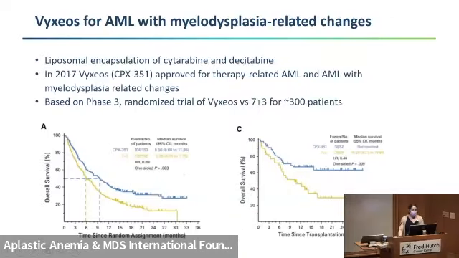Then to chat briefly about Vyxeos. So Vyxeos is approved for AML also with myelodysplasia related changes. It is a liposomal encapsulation of that 7+3 that I talked about, which is the standard of therapy for AML. And that means it's encased basically in fat. And so when those drugs are incorporated into the bone marrow, they actually stay there for longer and expose the blast to the chemotherapy for longer. It was approved in 2017 based on this phase 3 trial where patients were randomized to Vyxeos versus 7+3, and the overall survival was better in the Vyxeos arm. So that is another option for patients.